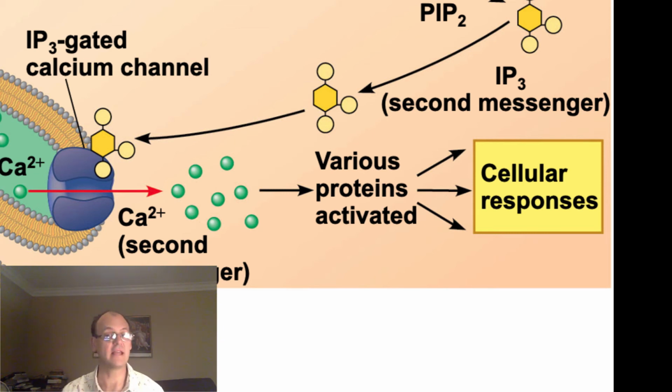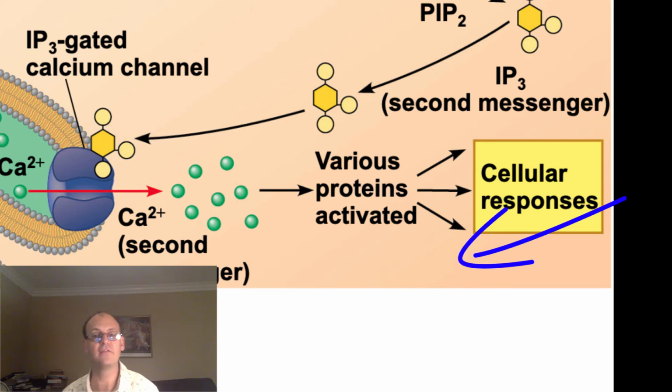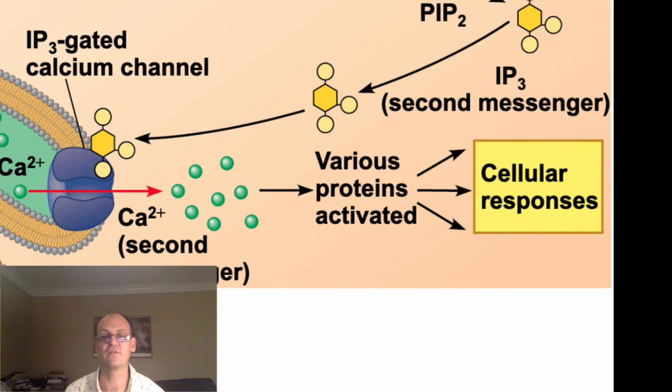IP3 is now a secondary messenger, and it diffuses to the endoplasmic reticulum, where it binds with a calcium channel. IP3 binding with the calcium channel is very similar to what we saw in the ion channel receptors earlier, and it has the same effect. It causes the calcium channel to open, allowing calcium ions to flow out of the endoplasmic reticulum and down their concentration gradient into the cytosol of the cell.